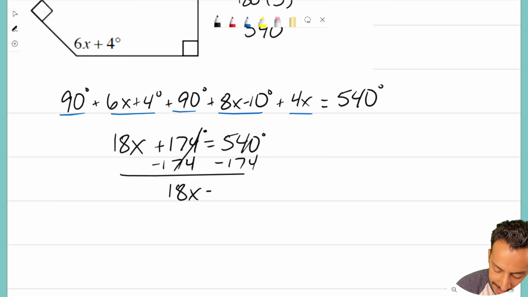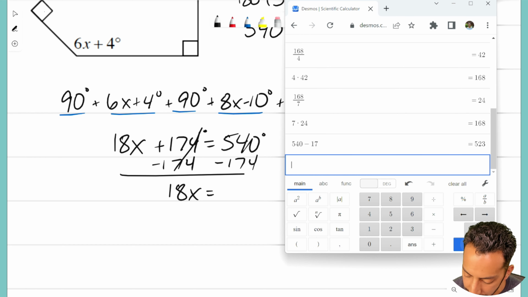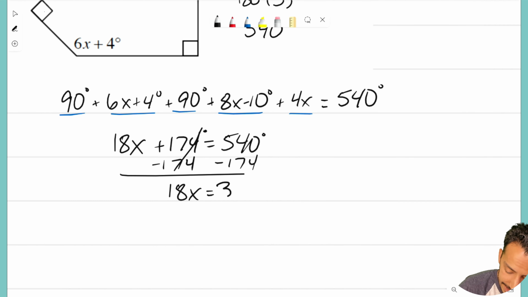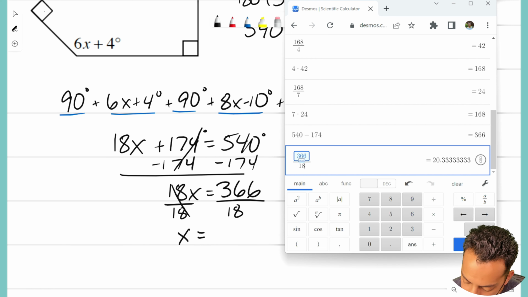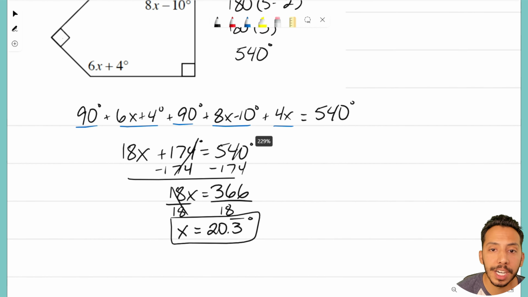Doing so leaves me with 18x's equal to, let's get our calculator out, 540 minus 174. There we go, 366. I want x by itself. Well, I need to divide both sides by that 18, our coefficient. If I do that, let's get our calculator out one more time. Our answer divided by 18, our missing x value ends up being 20.333, repeating degrees. There we go.